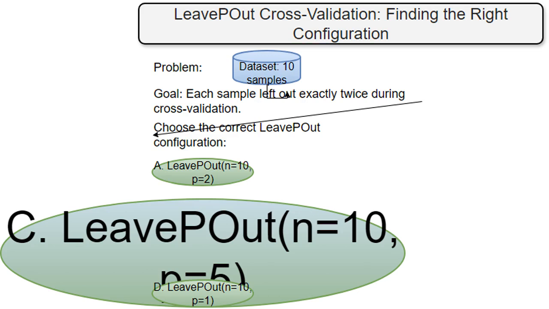This option sets N to 10 and P to 1. This is yet another choice of parameter values for the LeavePOut function. Each time only one sample is left out. We need to figure out whether this will lead to each sample being left out exactly twice.